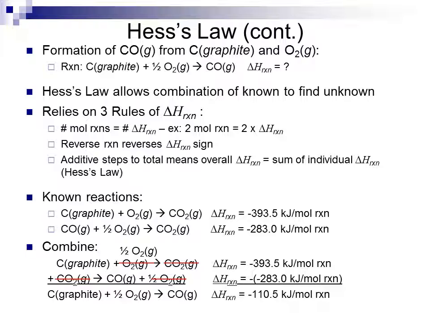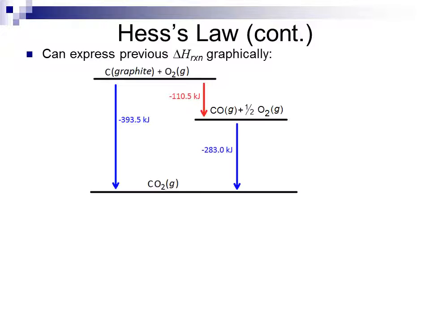Now, if you notice, with the second reaction, because we reversed the reaction, we have to reverse the sign of the enthalpy. So it was a negative 283.0 kilojoules per mole reaction. Now that's a positive 283.0 kilojoules per mole reaction. When I add the enthalpies of reaction together, I get the overall enthalpy of reaction at negative 110.5 kilojoules per mole reaction. We can express the previous reaction graphically, as we see here.